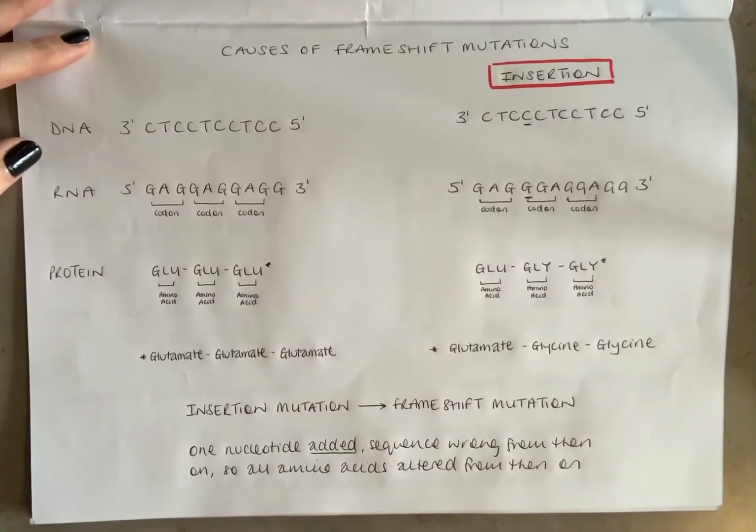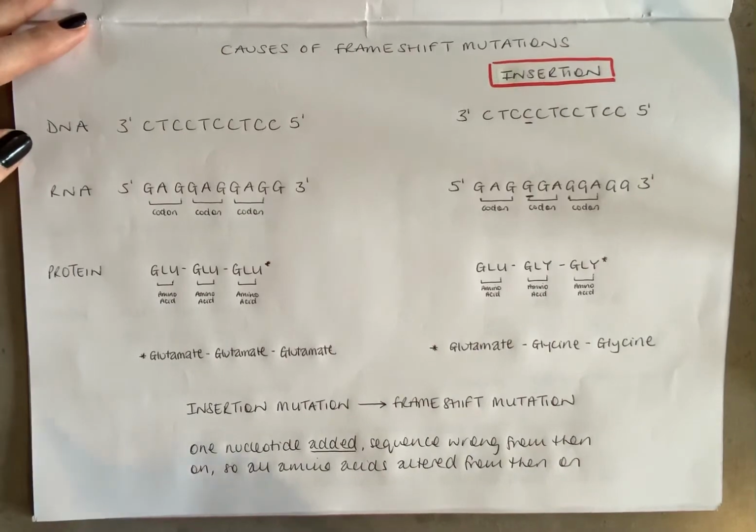Okay, next gene mutation we're going to look at is insertion. We're going to look at insertion and then we'll do a separate video for deletion. These are classed as frame shift mutations because, as we said in the previous video, every codon, which gives you a code for a specific amino acid, is affected after where that mutation is.